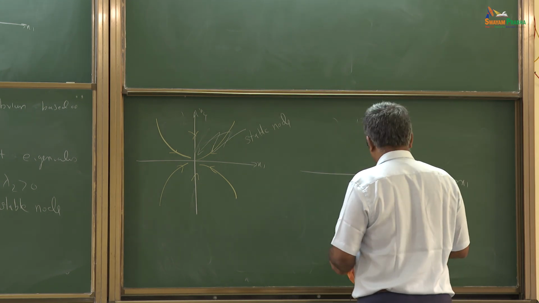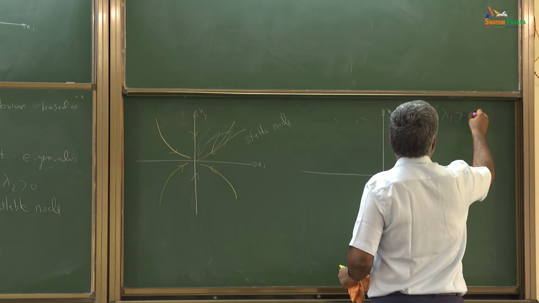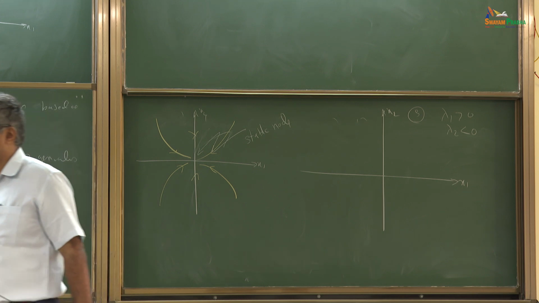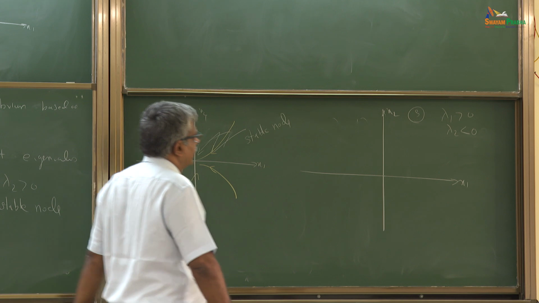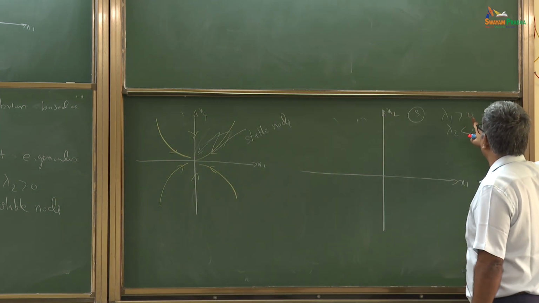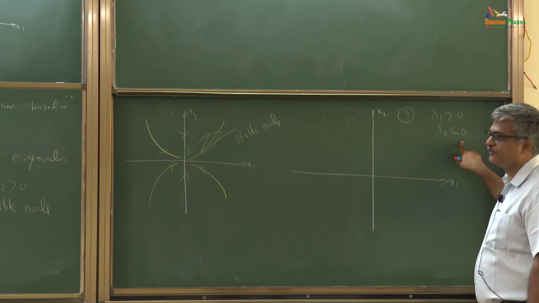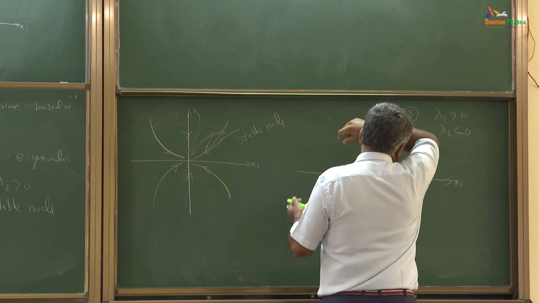Now you have case 3 where lambda 1 is positive, lambda 2 is negative. One is positive, one is negative, right? In the pendulum case, when you linearize about the upright equilibrium point, you will get exactly this: eigenvalues which are real, but of opposite sign, right? So in this case, the phase portrait looks like this.